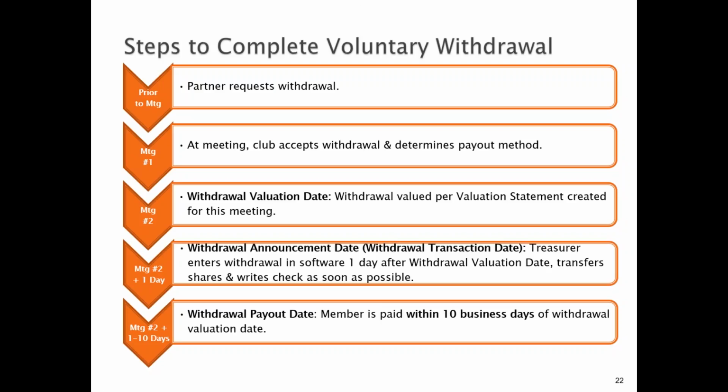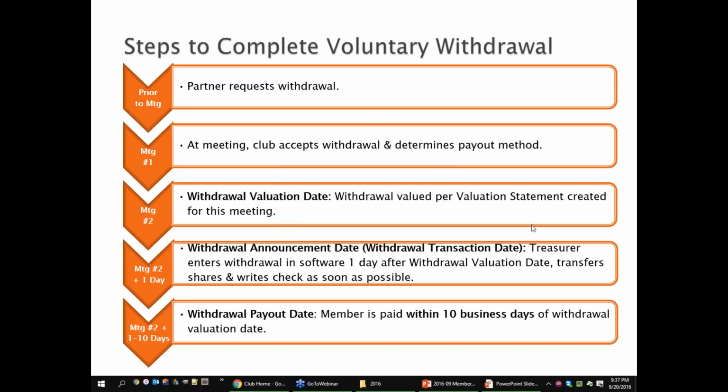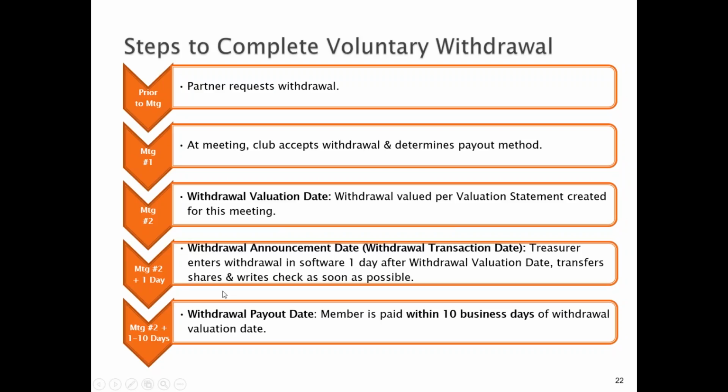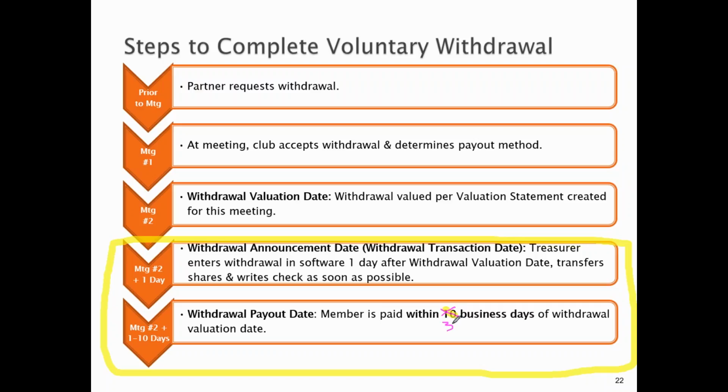One problem that people often have is that they see this period here between the withdrawal announcement date and the payout date, right? So this period here between these last two steps, and maybe their club, instead of 10 days, has 30 days, right? So that they're using a different model. Right, so they say you've got 30 days to pay out the member.